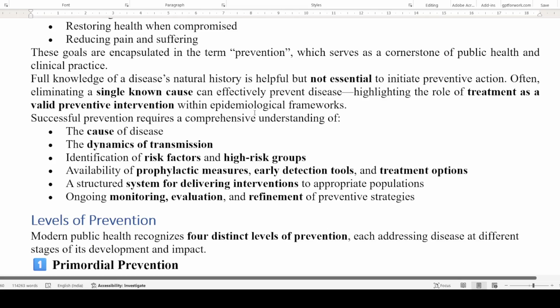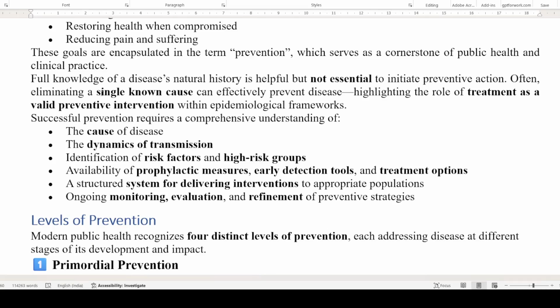So for this, we should know the full natural history of the disease, but because there is no single known cause for any disease, like we saw the web of causation, the multifactorial model of diseases, often eliminating only one single known cause can effectively prevent the disease and can have a very good impact on people's health. So it is very good if we can eliminate even one single known cause for a disease.